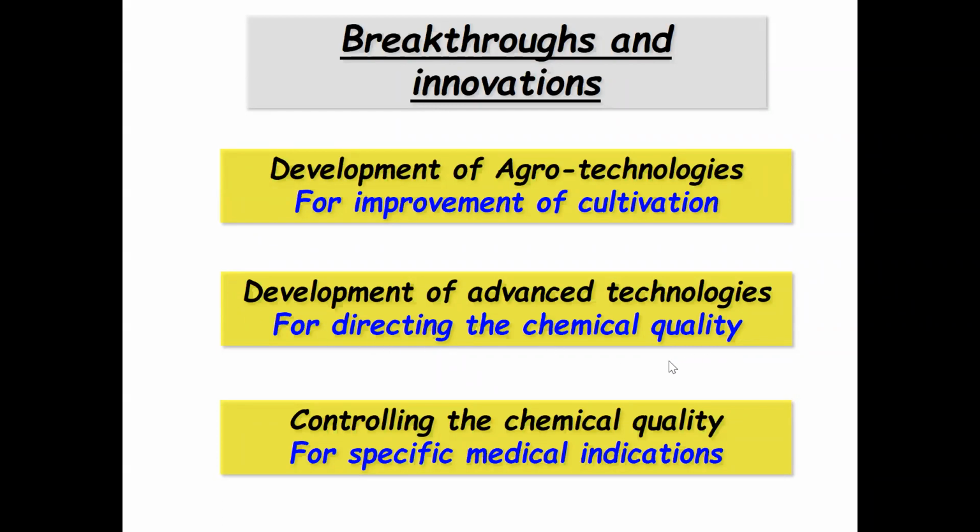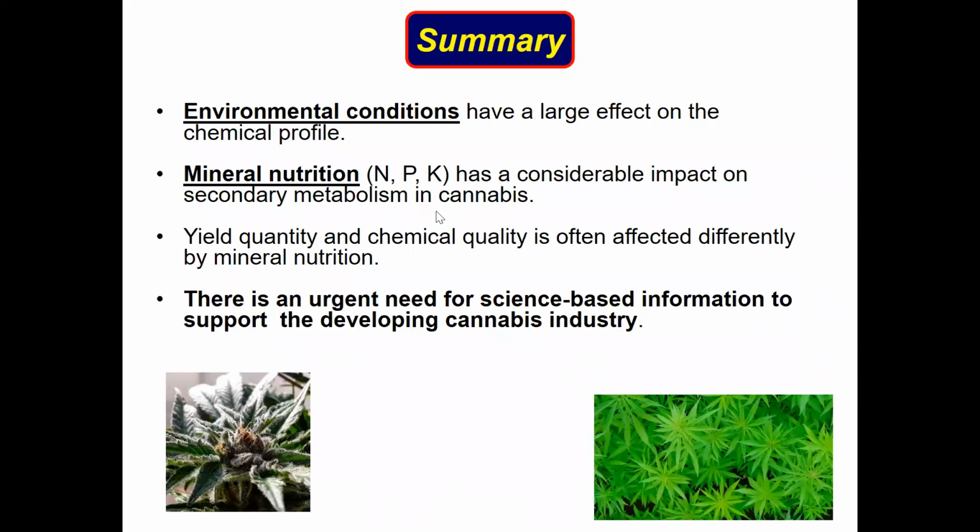It's not a tomato that we eat in a salad. It's something that people consume for medicine, or if not as a medical product, for life quality product. The chemistry has to be precise, and this requires advanced agronomic techniques. And of course, in the future, where more medical information will be available about what specific profiles we need for specific medical indications, we will probably need, or we already need, to control specific chemical quality.